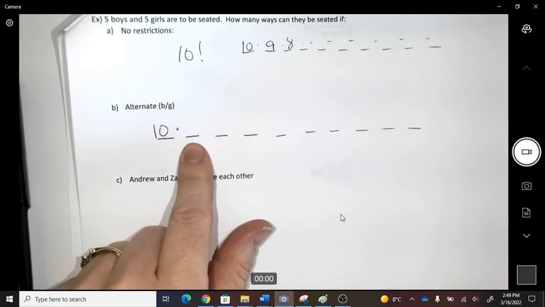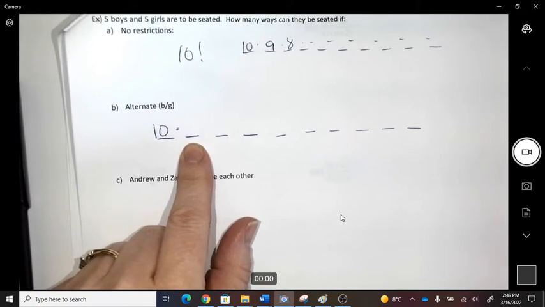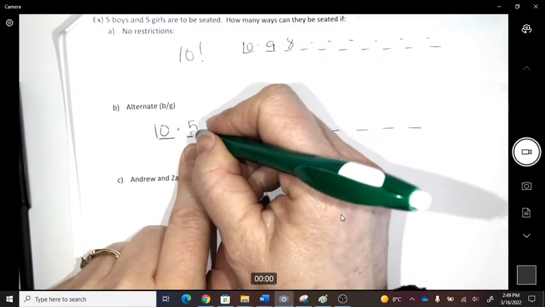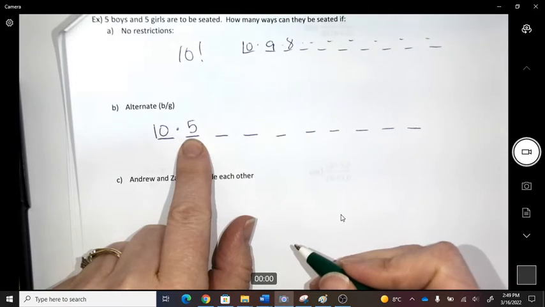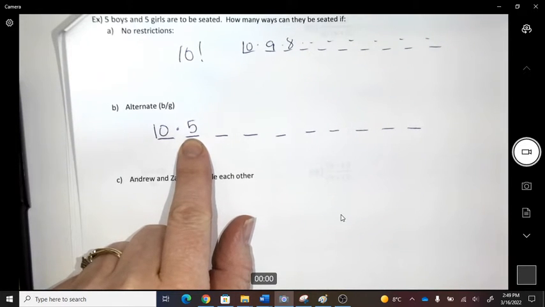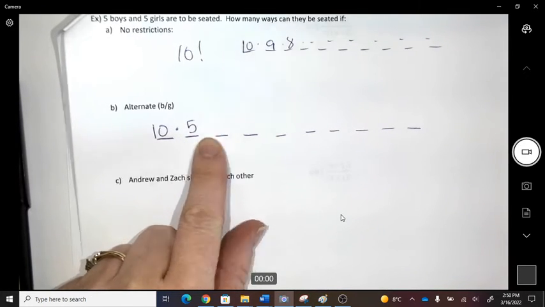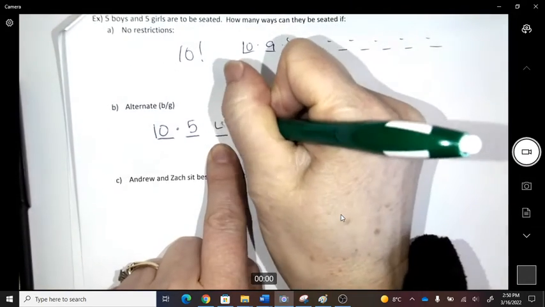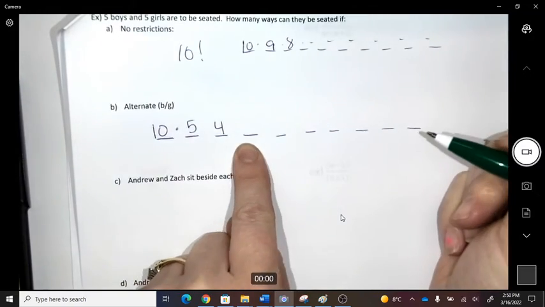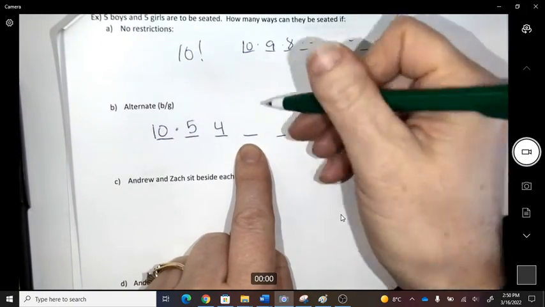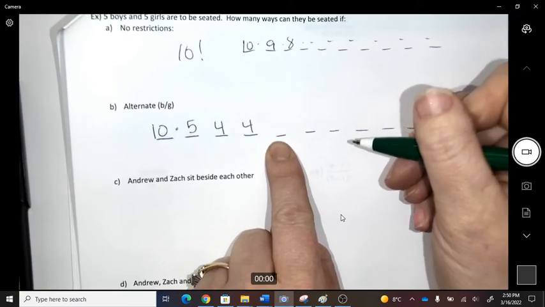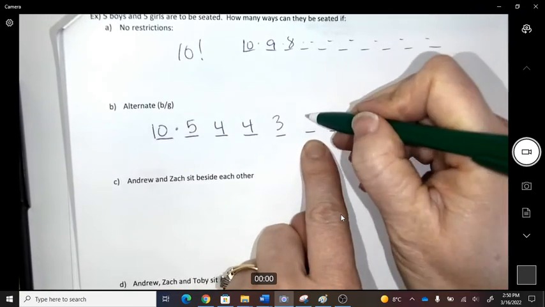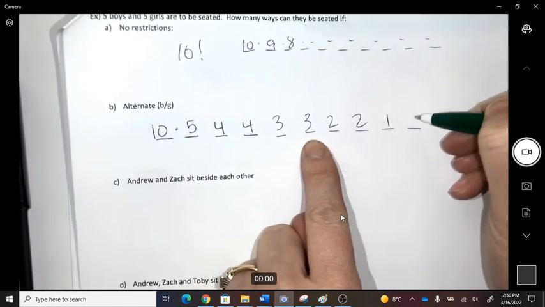So now, how many options do I have onto my second seat? 5, because on this chair, now I would have to be putting a girl. Okay? Now I'm back to a boy. How many boys do you have? 4. Now I'm back to a girl. 4 girls. Now I'm back to a boy. 3. What's going to happen? 3, 2, 2, 1, 1.